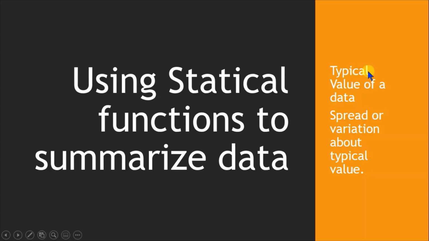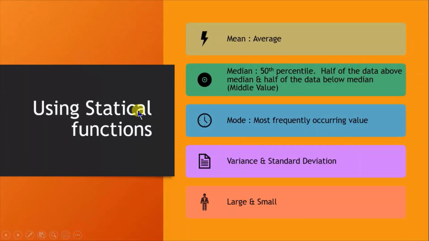Typical value of our data, that is maybe a mean, mode, median, and spread or variation about typical value. These are the things to consider. There are 2 points. So when we talk about typical value of data, it can be mean, that is average value. Second is median, which is the middle value. Half of the data above the median and half below the median. That is called a median value.